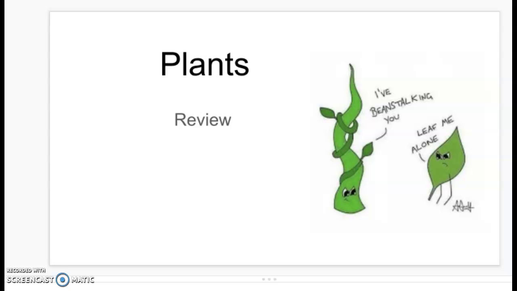Hi guys, today we are going to continue with the second lesson of plants, and this lesson is called General Structure of Plants. Before we begin, we are going to do a quick review on plants and the basic information that we covered last time.